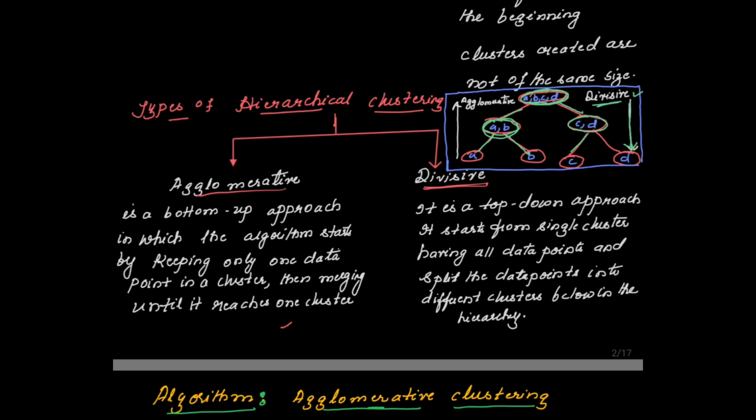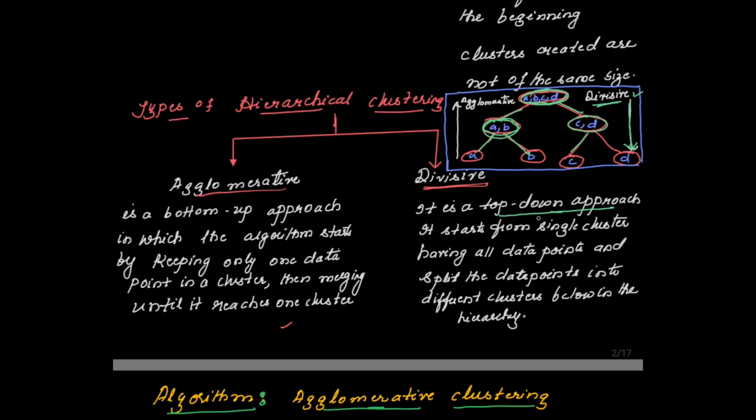From the top it moves to the bottom, and finally the bottom-level clusters have only one data point. The middle-level clusters can have 2 data points or more than 2 data points in the hierarchy. The top-down approach starts from a single cluster, which has all the data points, and splits the data points into different clusters below in the hierarchy.